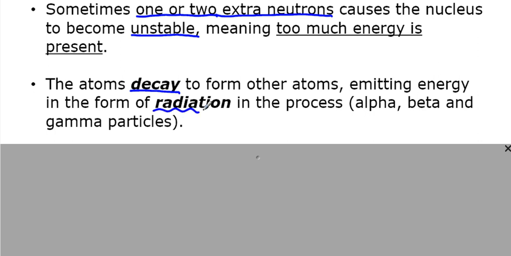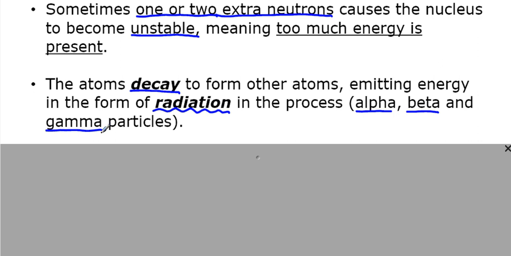Now, you might get a little bit worried when you hear the word radiation. There's actually different types of radiation. You'll read a little bit about them, but nothing to worry about too much right now in our course. They're called alpha, beta, and gamma particles. Alpha and beta are a lot weaker.